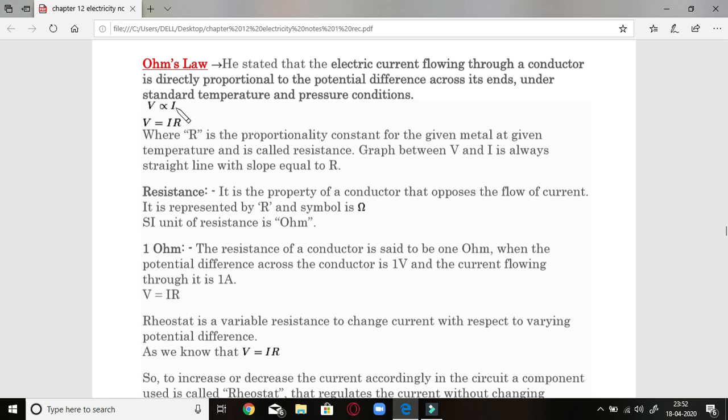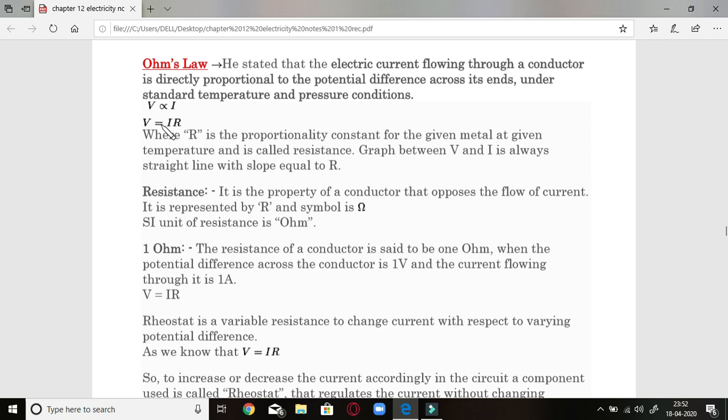V is proportional to I here. As you can see, more the potential difference, more will be the current. Less potential difference, less will be the current. But you know that with this proportionality sign, we cannot calculate any numerical. Therefore, we always need an equal to sign here.